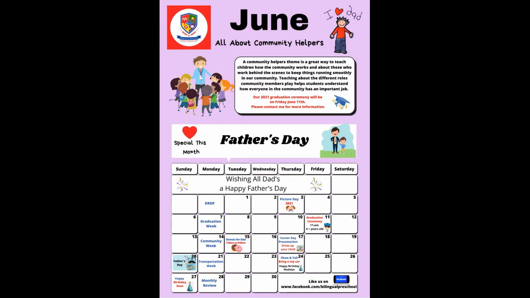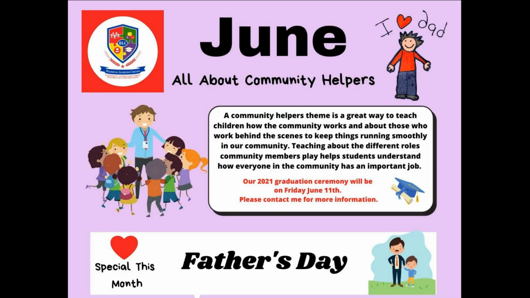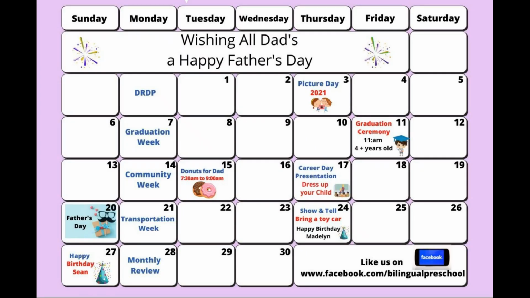Now here let me show you an example of my June calendar. This is how it looks. It's one page. And this month we are going to be talking about community helpers. And then on the bottom I'm giving a small description of what we're going to be learning this month. Also in your calendar you can put the special days, like for example for me it's going to be Father's Day. And then if you check here on the bottom, you can see all the different events that I will have in one month.